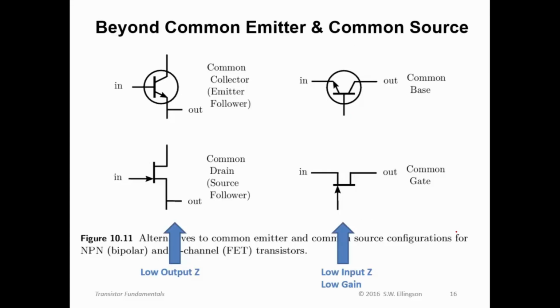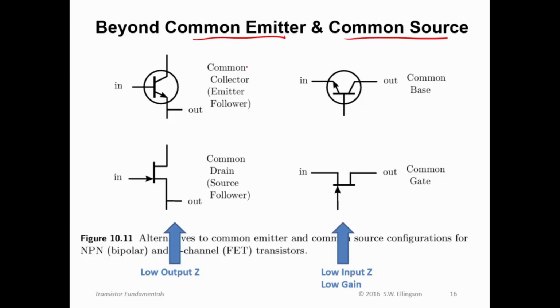So one final slide here. I keep pointing out this issue that we will most commonly consider common emitter for BJT amplifiers and common source for FET amplifiers, but they're certainly not the only choices. And here from the textbook, I'm showing you some other choices. This is just one possible way of looking at it.